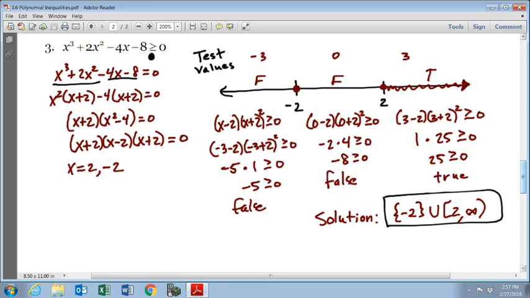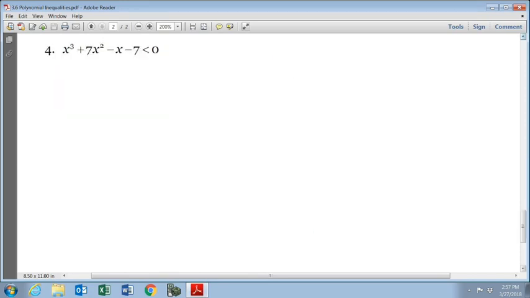All right, let's move on to number 4. It's actually very similar to the last one we did. Let's go ahead and set this equal to 0, although when we get our answer, it's going to look different. So we'll factor by grouping again. Get x squared times x plus 7. So we're expecting an x plus 7 when we factor those other two terms.